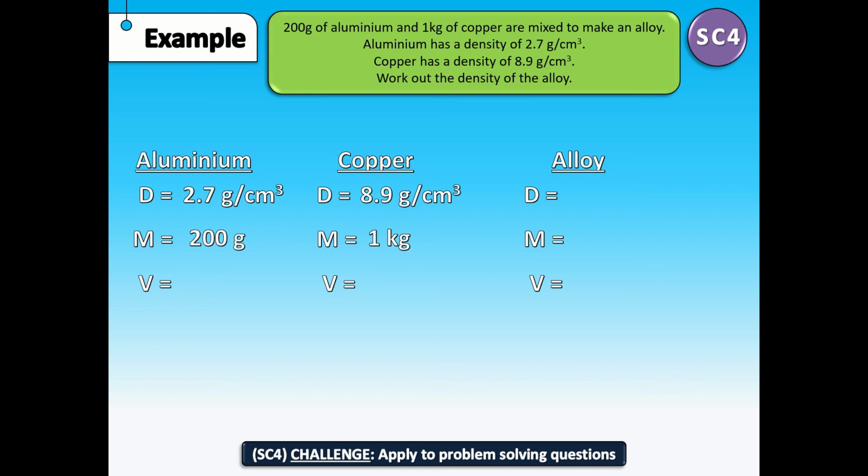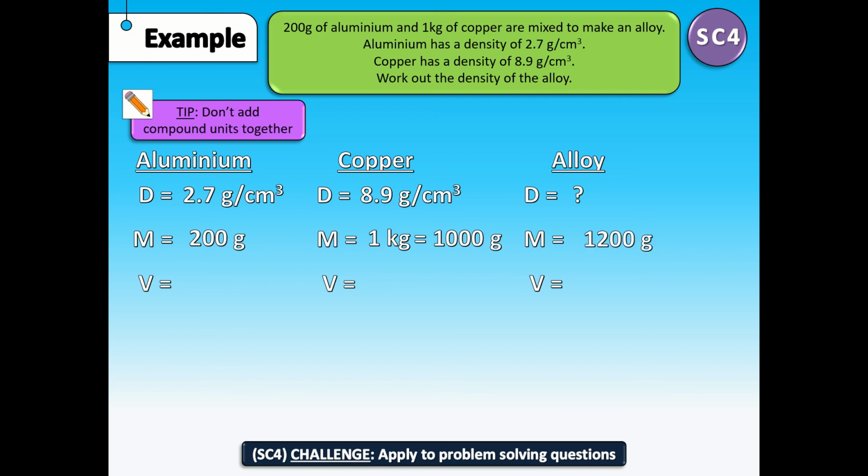Now the common mistake here is people just add together both the density of the aluminium and the copper to get the density of the alloy, but we cannot just add together compound measures. Instead, we've got to find the volume of aluminium and the volume of copper. So we know for mass, 1 kilogram is 1,000 grams. So the mass of the alloy is 1,200 grams.